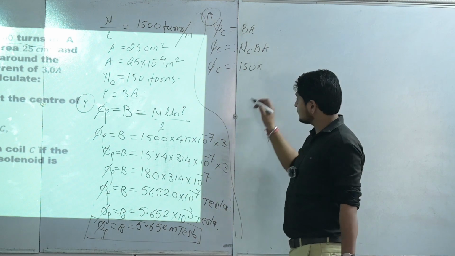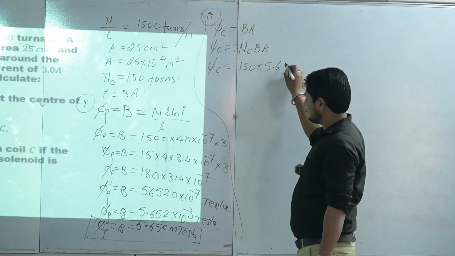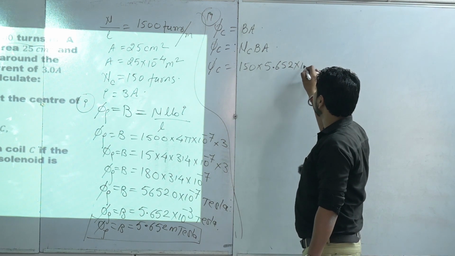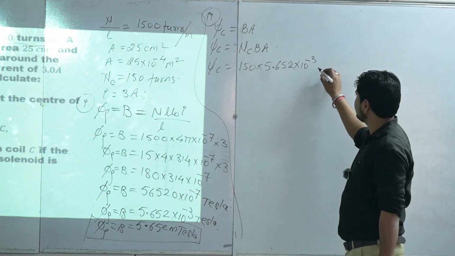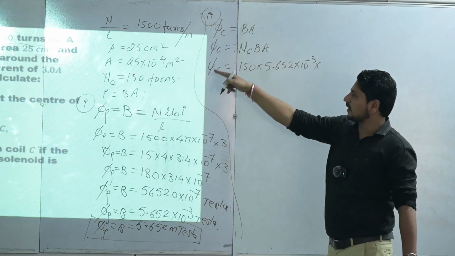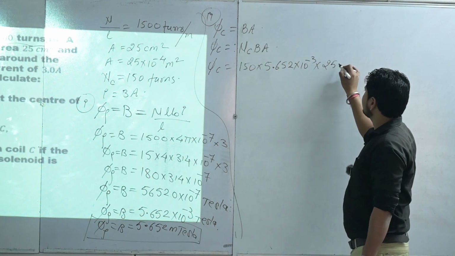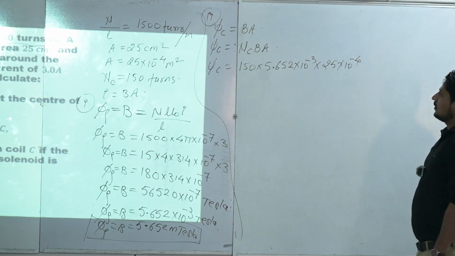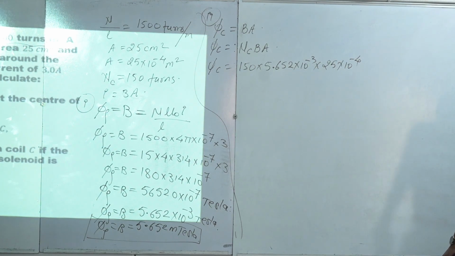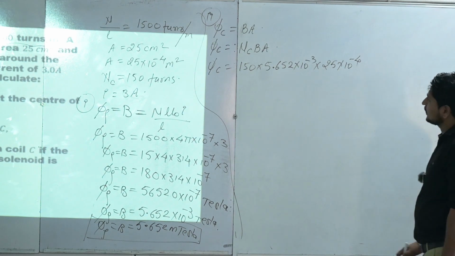What is the value of B? So this is 5.652 into 10 to the power minus 3. क्योंकि मिली टेस्ला है तो मैं इसको 10 to the power minus 3 मिलेंगे हम लोग. And area, so area is your 25. So 25 into 10 to the power minus 4. So after solving this term कितना आ रहा है, ये पूरा आता है 2.121 into 10 to the power minus 3 वेबर.